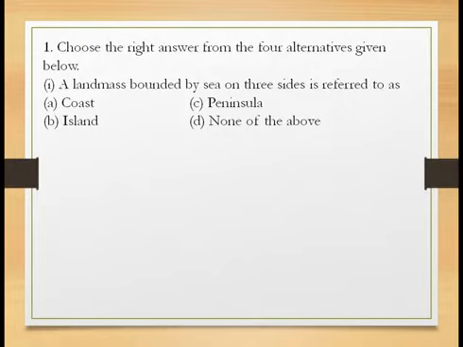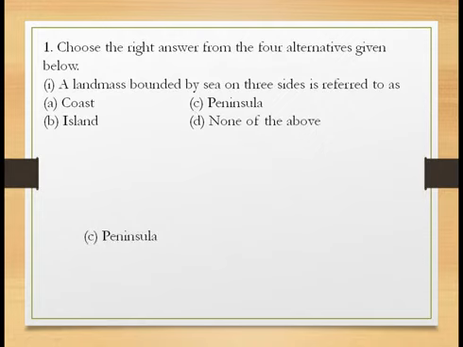Next, the question is asking about a landmass bounded by sea on 3 sides. First we have to see the options which are given below. A land bounded by sea on 3 sides is referred to as: coast cannot be there, since it is on one side. Islands have the sea all around them, so only the peninsula is remaining, and D is none of the above. So the correct answer will be C, peninsula.